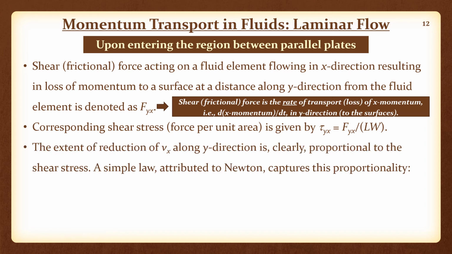The extent of reduction of Vx along the y direction is clearly proportional to the shear stress. In other words, there is a gradient, or a change, of the x momentum along the y direction. This is because the remaining x momentum, the momentum that is reduced, so to speak, is transported along the y direction eventually to the stationary surface, which absorbs that momentum and dissipates it, right? Therefore the shear stress, which is the force per unit area.